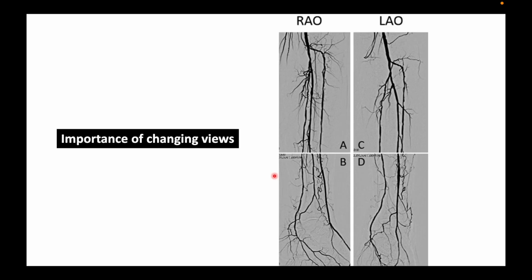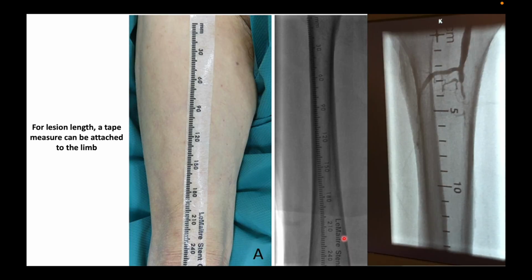Again, importance of changing views, you can see here, that's the anterior tibial artery, then the common peroneal artery. This is the posterior tibial and the peroneal artery. You can see the posterior tibial and the peroneal artery are quite overlapping in this RAO view, but once you go into the LAO, they open up very nicely. Again, you can see the difference between RAO view and LAO view, and you can select the best view depending on which segment of the artery and which artery you want to intervene on.